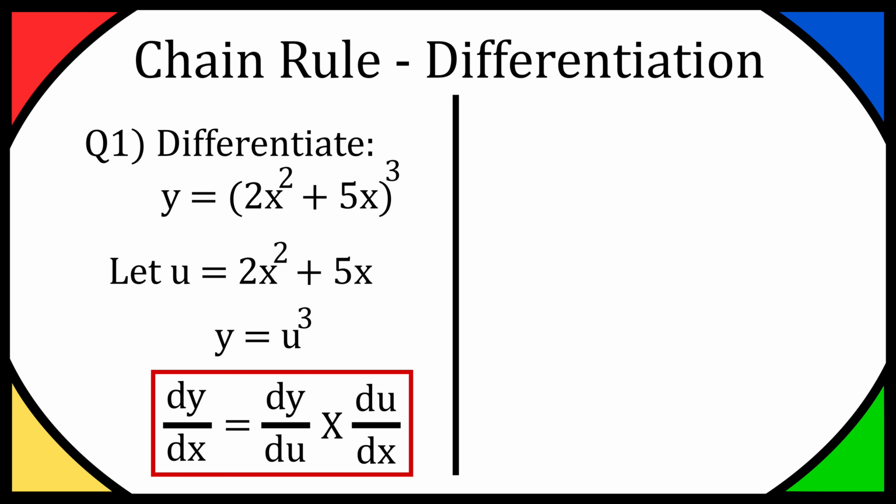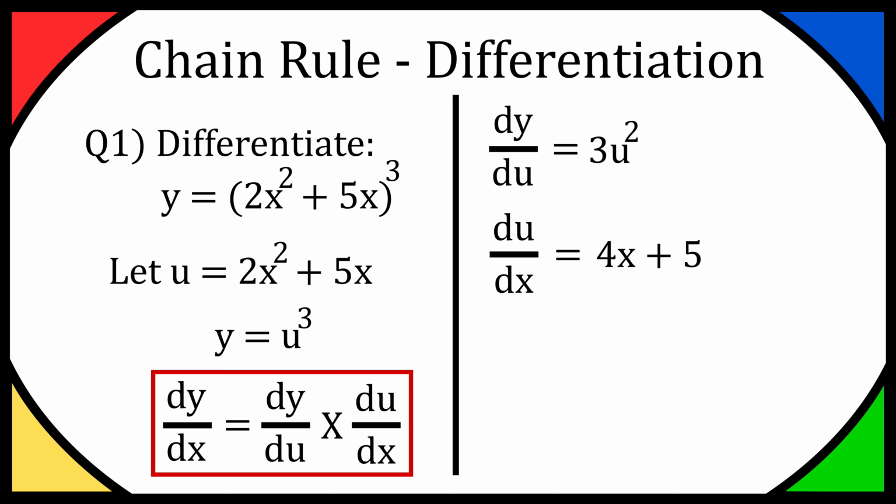So dy over du, y is equal to u cubed, so differentiating y with respect to u, we're going to get 3u squared. And then for du over dx, well, u is equal to 2x squared plus 5x, so just differentiate with respect to x. That's going to give us 4x plus 5. So multiplying them together, we're going to get 3u squared times (4x plus 5).